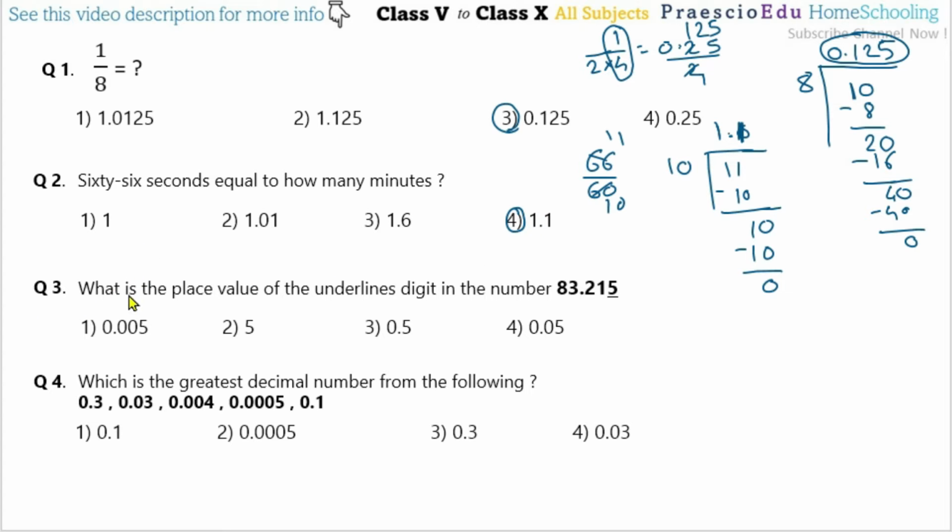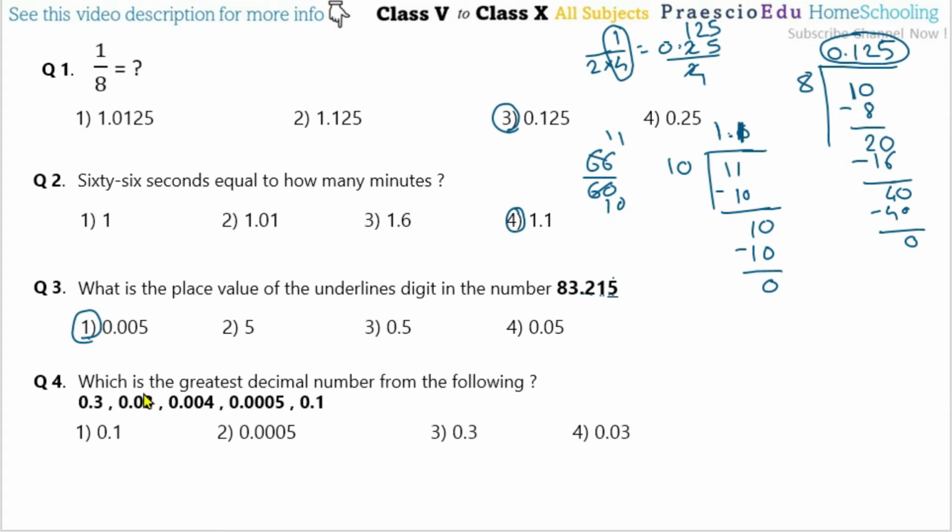Then question number 3, what is the place value of the underlined digit in the given number? Okay, so 83.215, the underlined digit is 5. After the decimal, the first place is the tenth, then the hundredth, and this is the thousandth. So it means 0.005, which is option number 1, the correct one.